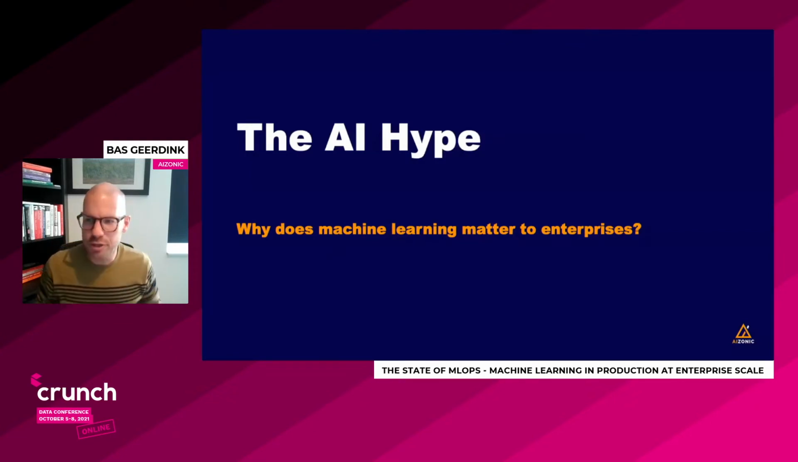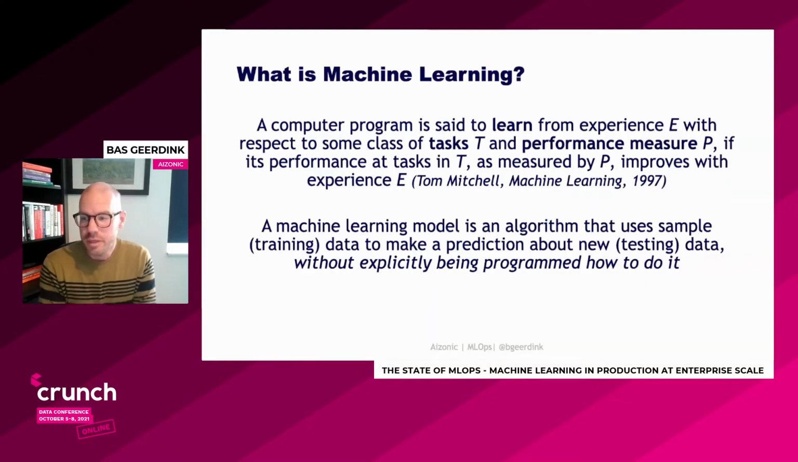Let's start with machine learning, because in MLOps, the ML is of course machine learning, and that comes from a bit of a hype. Nowadays, everybody's doing ML and AI. What is it actually? First, I want to share a definition with you. Don't worry, this is probably the slide with the most text in my presentation. Machine learning is defined as follows: a computer program is said to learn from experience E with respect to some class of tasks T and performance measure P, if its performance at tasks T, as measured by P, improves with experience E, as defined by Tom Mitchell in 1997.